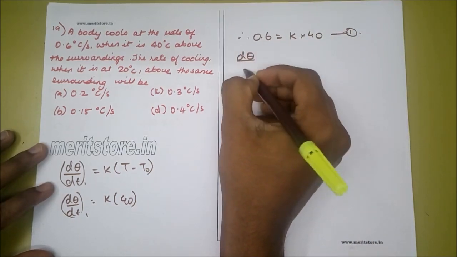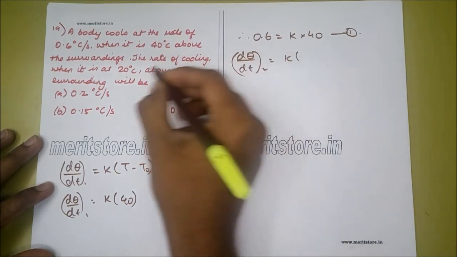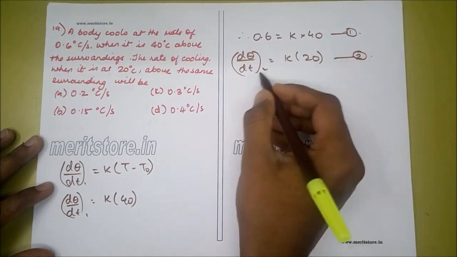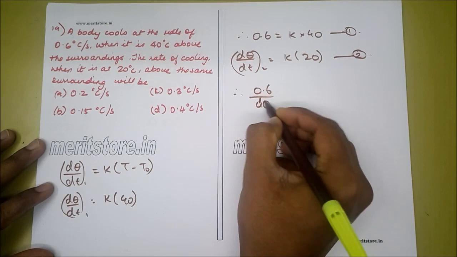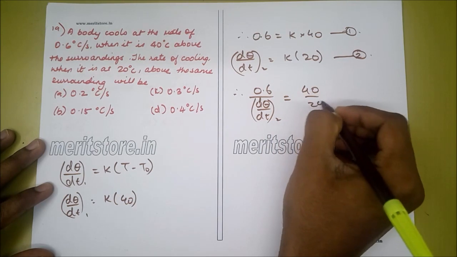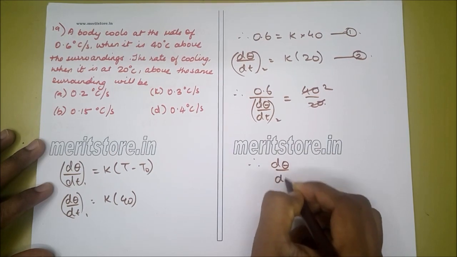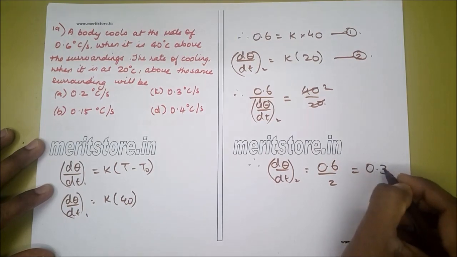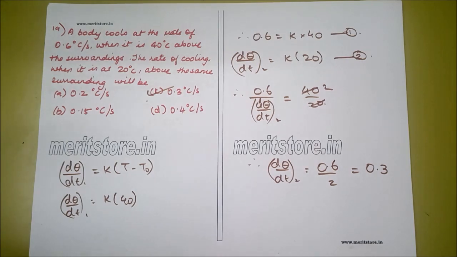Now for the second case, d theta by dt is equal to k times the temperature difference, which is now given as 20 degrees Celsius. So let this be equation 2. Dividing these two equations, you get 0.6 upon d theta by dt for the second case is equal to 40 upon 20. So this is 2. So d theta by dt for the second case is 0.6 upon 2, which is nothing but 0.3. Hence option C, 0.3 degrees Celsius per second, is the correct answer.